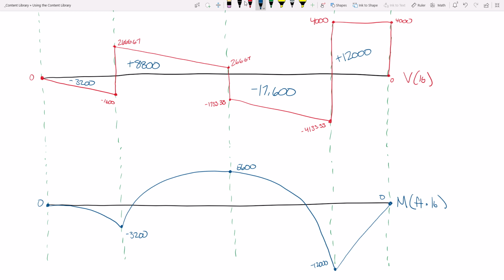So I should be designing this beam for a maximum positive bending moment of 5,600 foot-pounds, a maximum negative bending moment of 12,000. We'll talk a little bit later next week about, do we really need to consider both? Do we need to consider both positive and negative bending moments? There are some very clear instances where yes, we do.